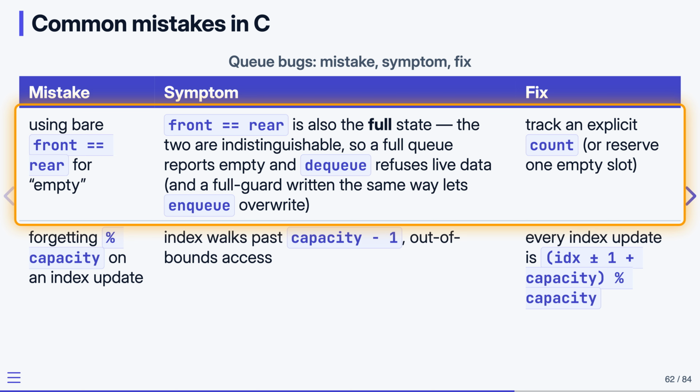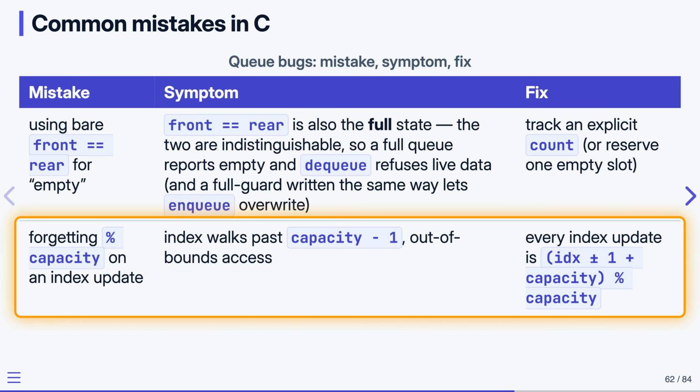First, using bare front equals rear to mean empty. The trouble is that front equals rear is also the full state. So this check reports empty when the queue is really full, and the next enqueue overwrites a live cell. The fix is to track an explicit count, or to reserve one empty slot.